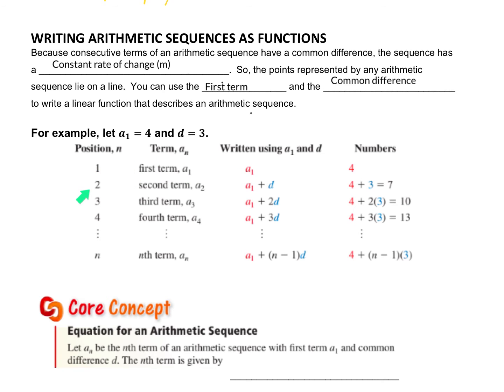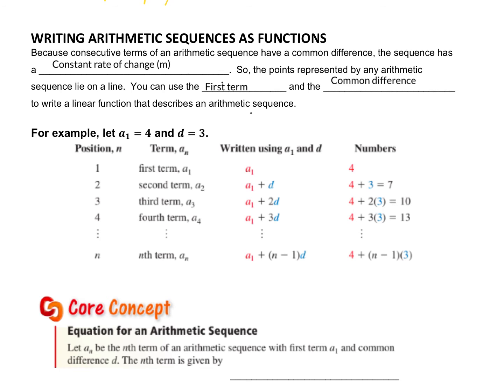Then for position 2, notice what we did in the terms was we just added the common difference. For term 3, what we did was we added 2 of the common differences. So notice how over here, this would be kind of where this formula is starting to be built. 1 of the common differences, 2 of the common differences added to the first one gets the next term. Then the fourth one would be adding 3. So notice the fourth term has 3 common differences being added.